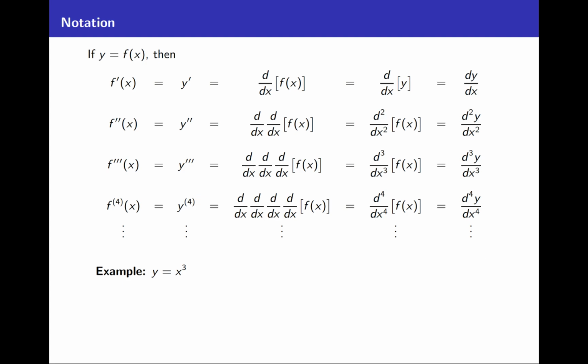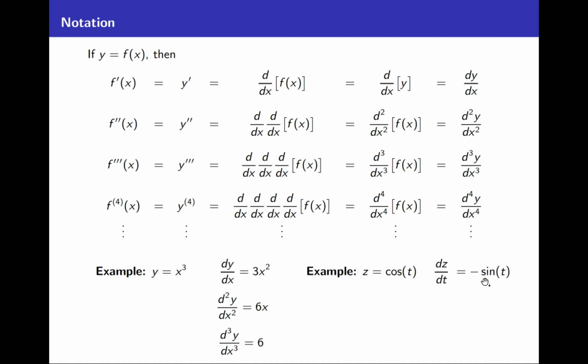So a few examples. If y is equal to x cubed, the derivative dy dx is 3x squared. The second derivative would be denoted this way. d squared y dx squared, that's the function 6x. And the third derivative, d cubed y dx cubed, is 6, and so on. You'll need to keep track of variables here. If z is cosine t, the first derivative is dz dt, which is minus sine t. The second derivative would be d squared z dt squared, which is minus cosine t. The third derivative is d cubed z dt cubed, which is sine of t.